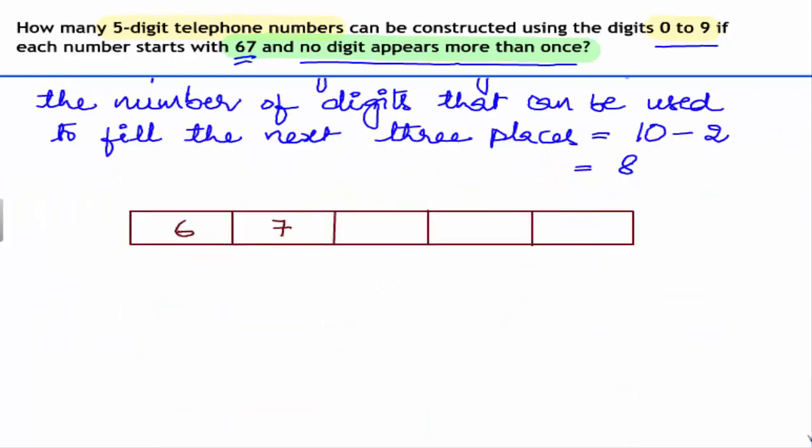As the repetition of the numbers is not allowed, and moreover, the number should start with 67, this third place can be filled in any of the remaining 8 digits in 8 ways. Since one digit of the remaining 8 digits must have occupied the third place, the fourth place can be filled with the remaining 7 digits in 7 ways. In a similar way, this fifth place can be filled with any of the remaining 6 digits in 6 ways.